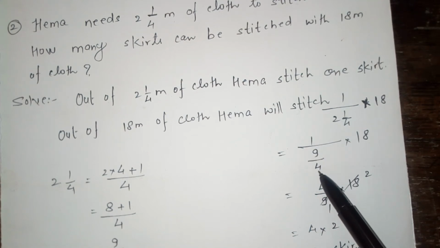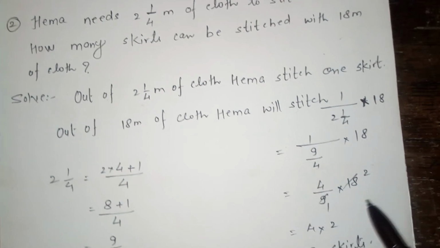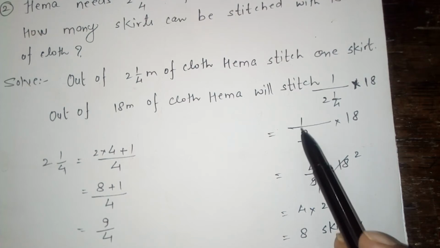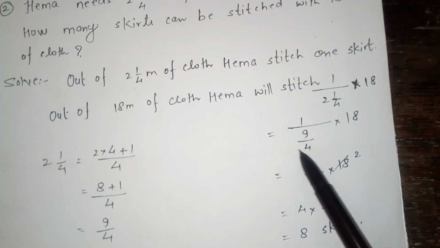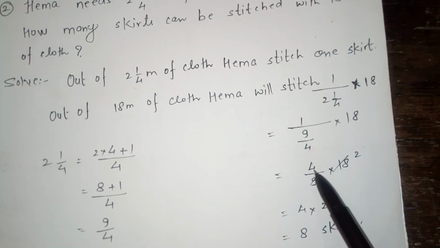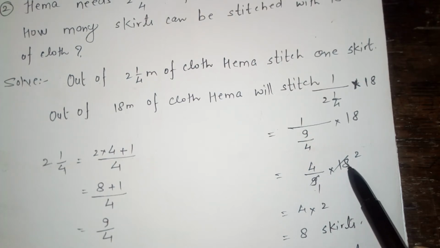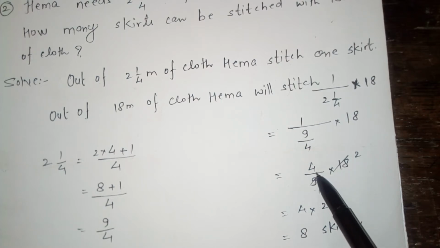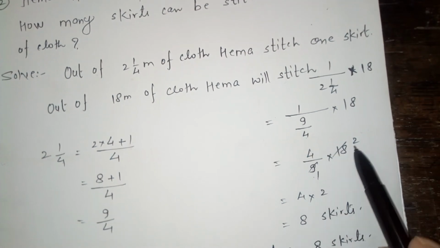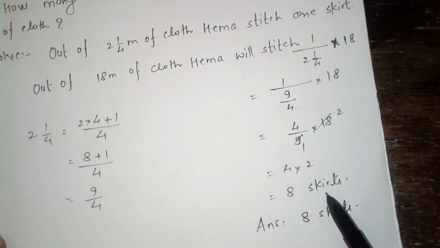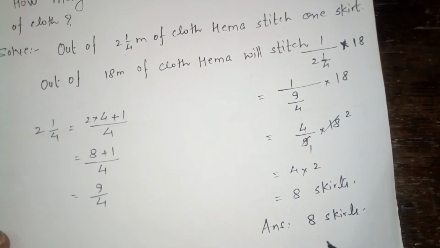So 1 upon 9 upon 4, into 18. Then after, what will you do? In place of 1 upon 9 upon 4, the 4 will go to the numerator. So it will take the place 4 upon 9 into 18. 9 ones are 9, 9 twos are 18. After cancellation, there will be some numbers. 4 into 2, it will give you 8. The meaning is 8 skirts.